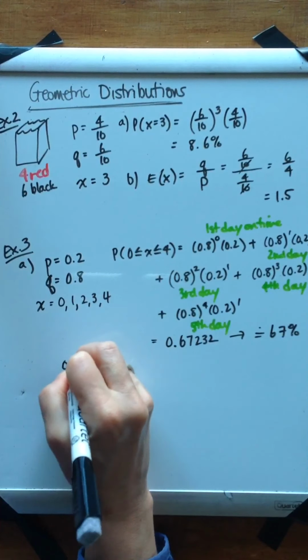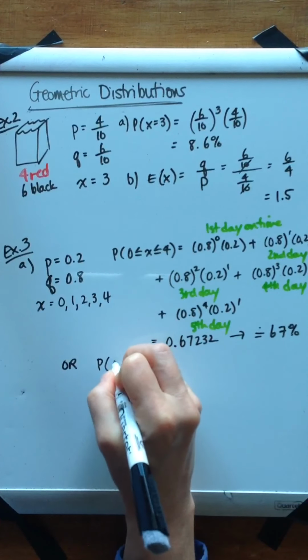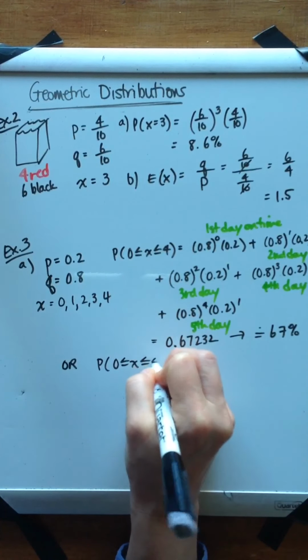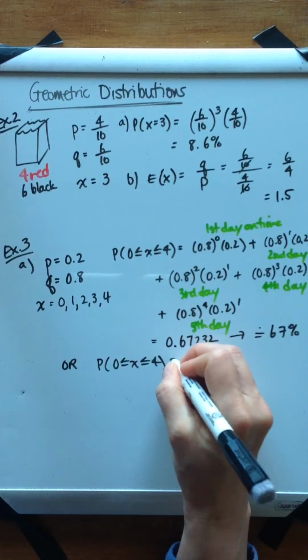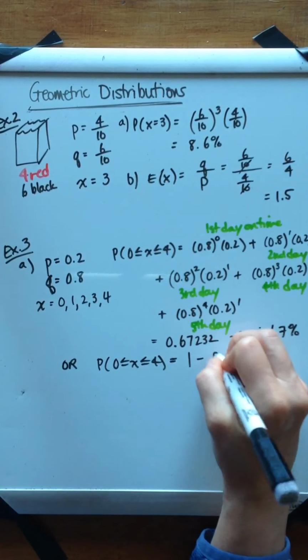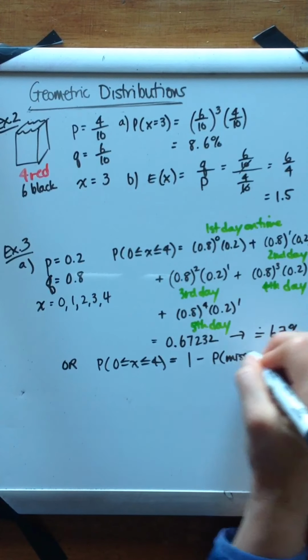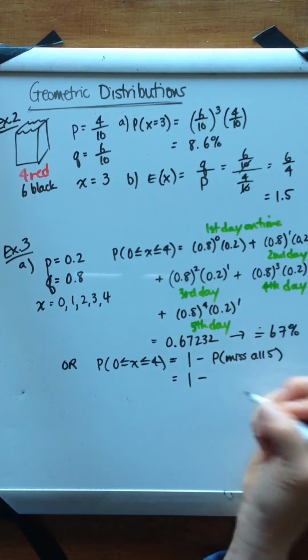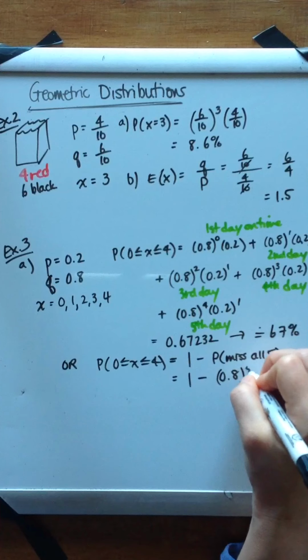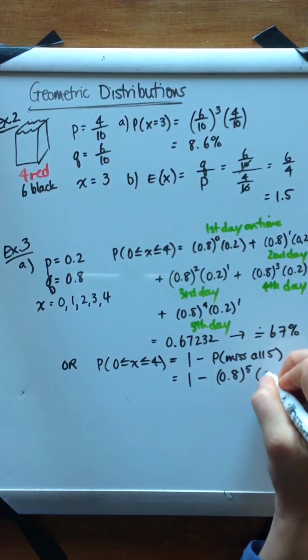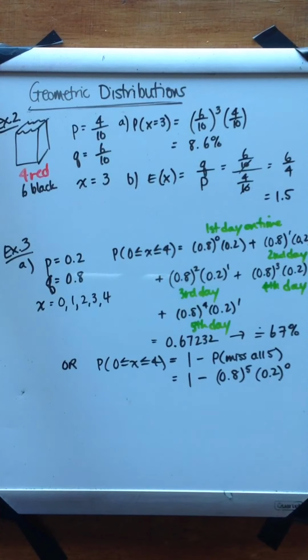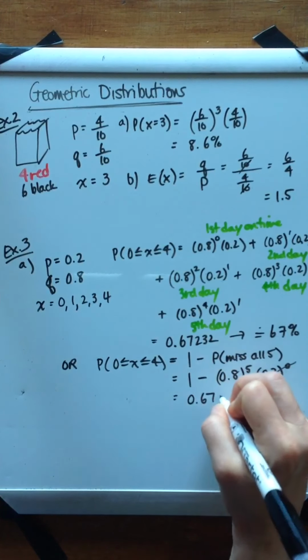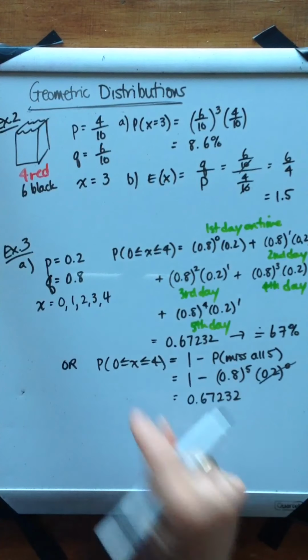You could also solve it indirectly. You could have 100% probability and then take away the probability of missing all the days, or late all 5. So if they're late all 5 days, you would have 5 unsuccessful trials and no successful trials. So anything raised to the power of 0 is 1. So 1 minus 0.8 to the power of 5 would also give you the same answer. So I just want to show you can do direct or indirect.